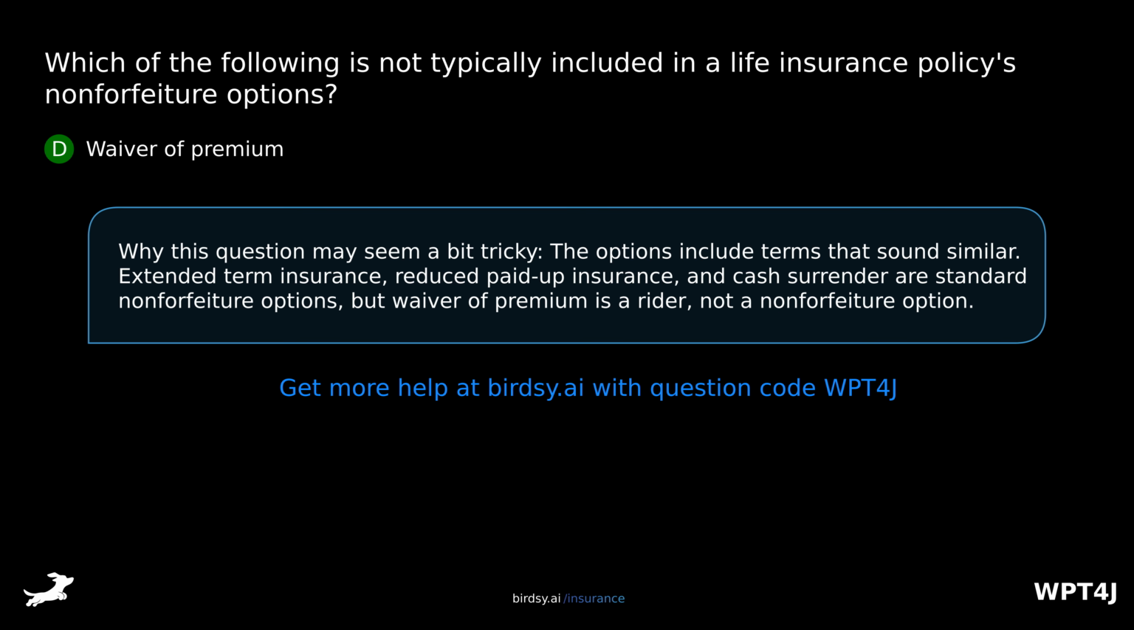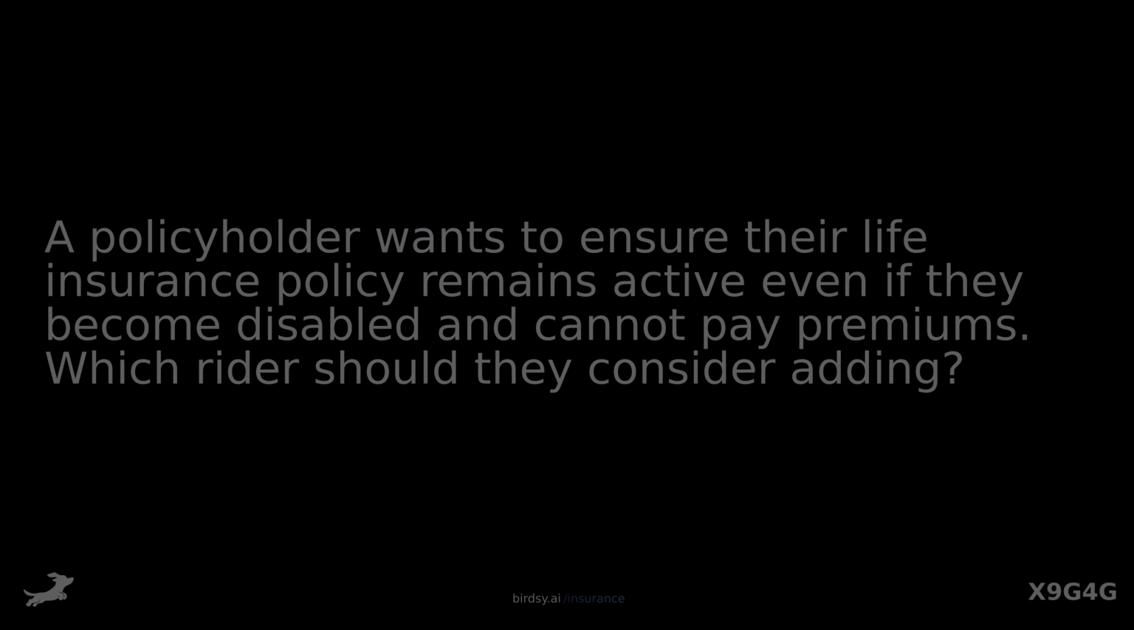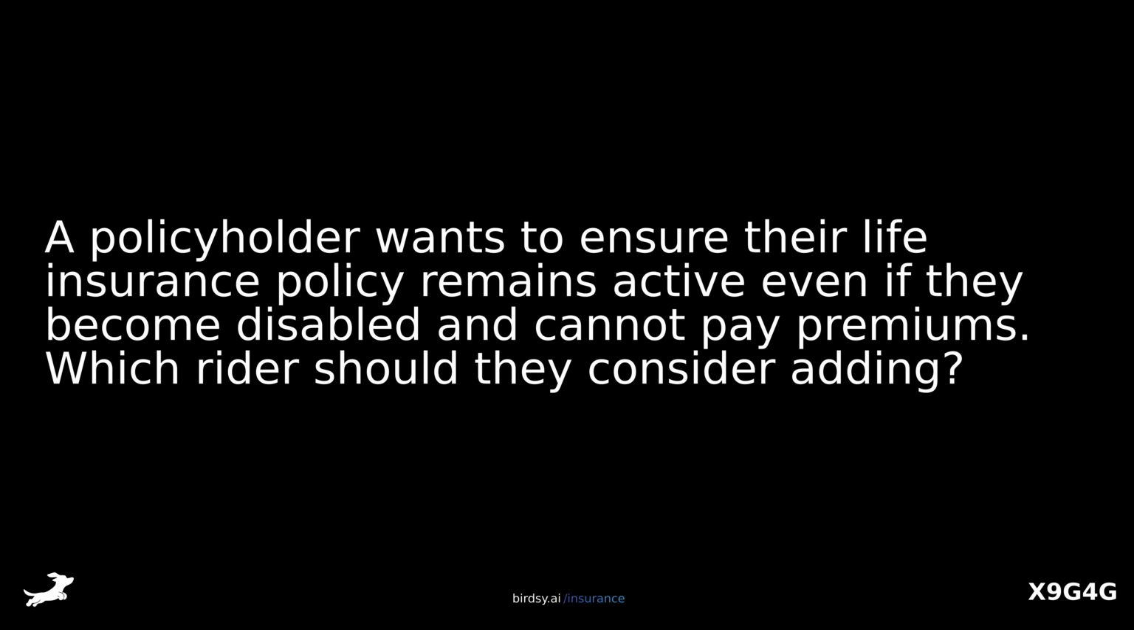Why this question may seem a bit tricky: the options include terms that sound similar. Extended term insurance, reduced paid-up insurance, and cash surrender are standard non-forfeiture options. But waiver of premium is a rider, not a non-forfeiture option. A policyholder wants to ensure their life insurance policy remains active even if they become disabled and cannot pay premiums. Which rider should they consider adding?